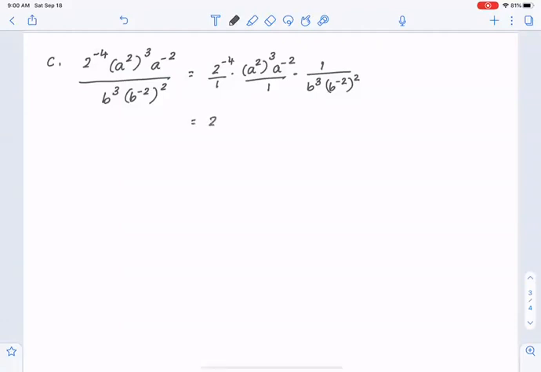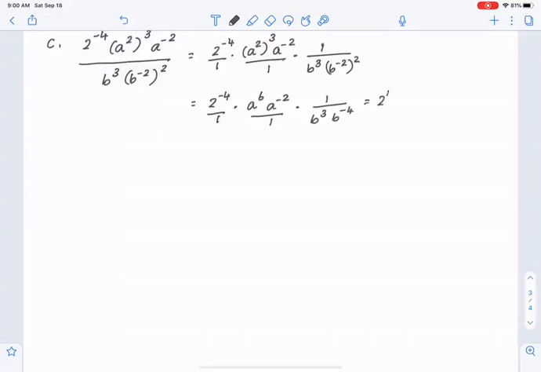So we will have 2 raised negative 4 over 1, power rule, a raised 2 times 3, 6, a raised negative 2 over 4, 1 over b raised 3, b raised negative 2 times 2 is negative 4. So 2 raised 4, a raised 6 times a raised negative 2. The bases are identical, so we combine the powers, we add them, so we have 6 minus 2.